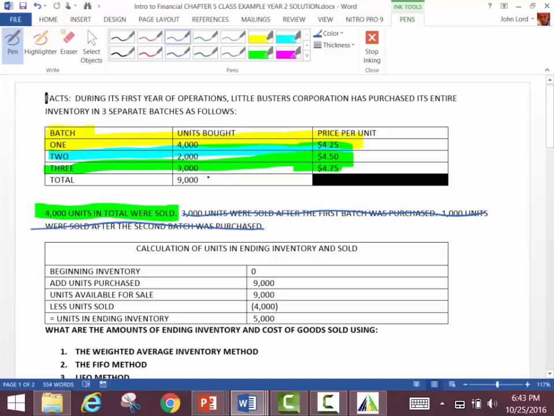So what happens? We have these 9,000 units that we bought, don't we? And we see that there was a total of 9,000 units purchased. They started out with no inventory. They just started business. They purchased 9,000 units. So they had available 9,000. They sold 4,000, and now there's what?